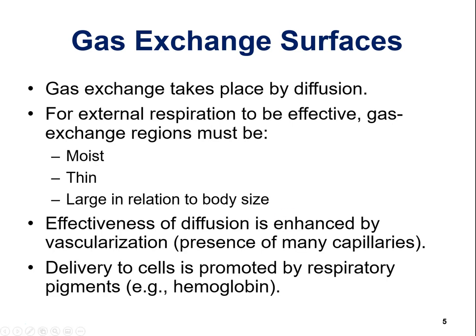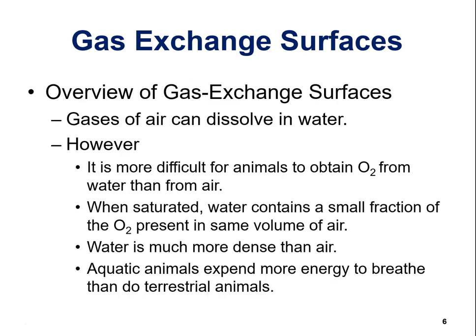Okay. Also, it says delivery to cells is promoted by respiratory pigments like hemoglobin, meaning if we're talking about how that oxygen and carbon dioxide are transported through the body, through the blood, it's bound to a protein called hemoglobin. Okay. All right, so a little bit more, and we're sort of leading in to talk about some different types of animals here.